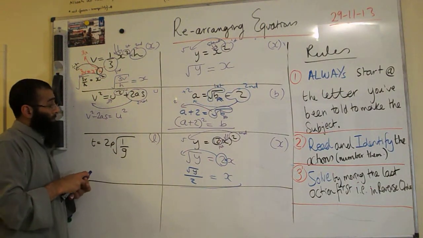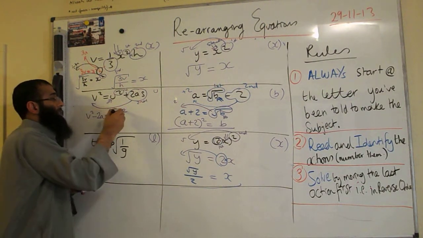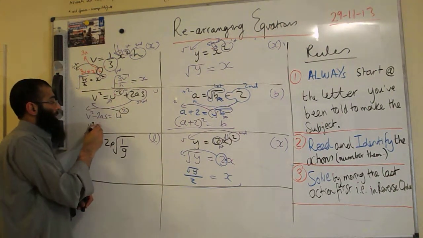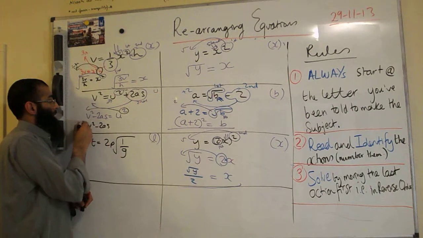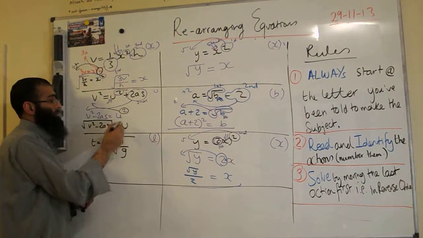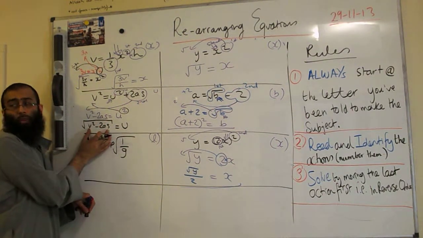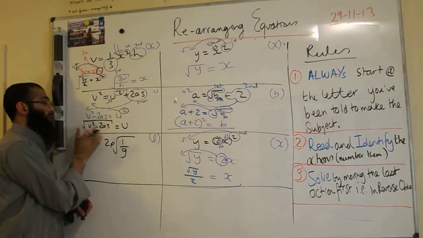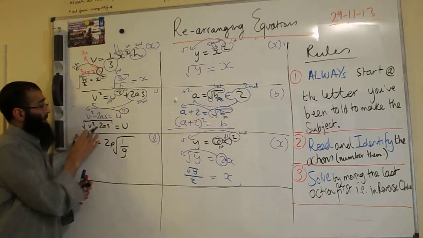Okay, Umar, right. Opposite of squaring is? Square rooting. Because all of it was here, and the opposite of squaring is square rooting the whole lot. And that's the answer there.